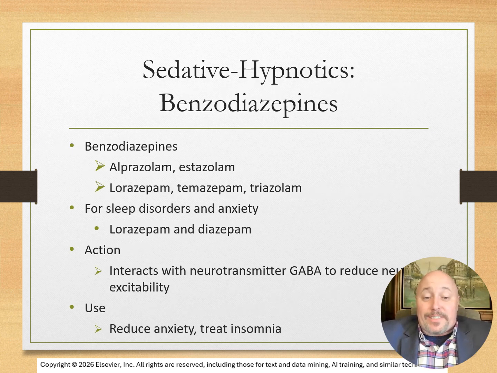Next up would be benzodiazepines, alprazolam, lorazepam. These are no doubt drugs you've heard about a lot. In the case of sleep disorders and anxiety, lorazepam and diazepam are the most common. They interact with the neurotransmitter GABA to reduce neuron excitability. They can be used for everything from reducing anxiety to treating insomnia.